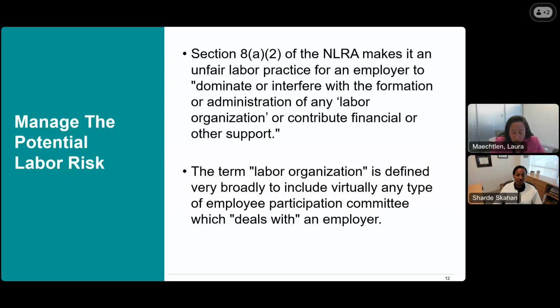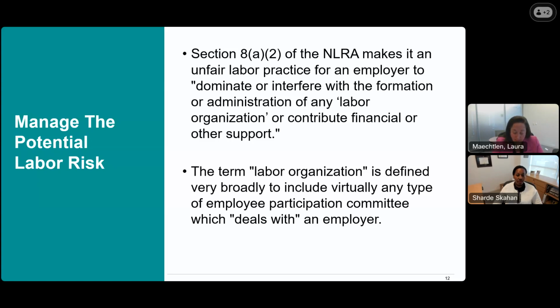It's important to note we don't see that a lot. However, we want to manage to this risk where there could be risk in terms of whether an ERG could be representational in character and could meet the definition of this. And so the main questions there under the Act are: does the group have a representational character? Does it focus on grievances, wages, benefits, hours of work, or terms or conditions of employment? And does it deal with management on those topics? So we're always wanting to watch for that.